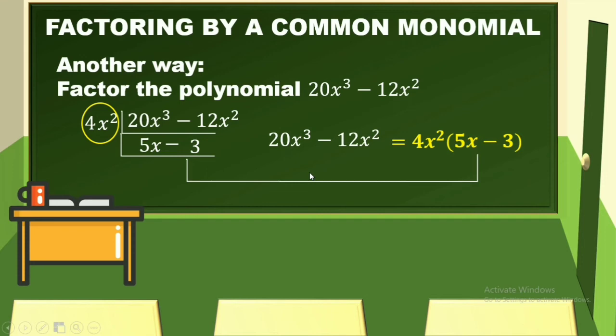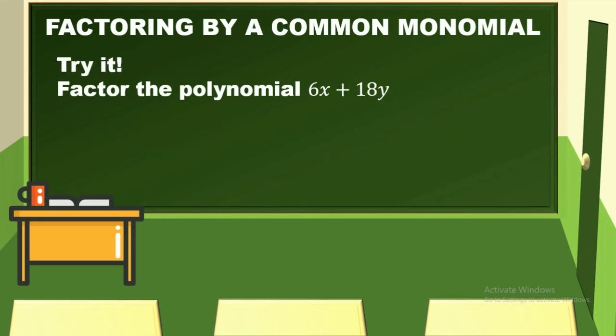Kung ang naisip agad natin ay yung mas malaking number na pwedeng mag-divide sa dalawang numerical coefficient, okay lang din. Kung hindi naman, kung prime number ang ginamit natin, okay lang din. You get it? Then we will still come up with the same answer. Another example, factor the polynomial 6x plus 18y.